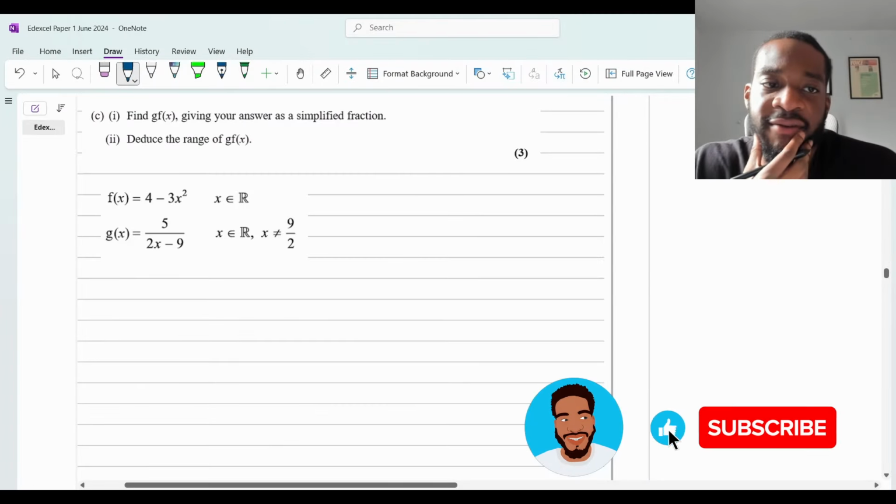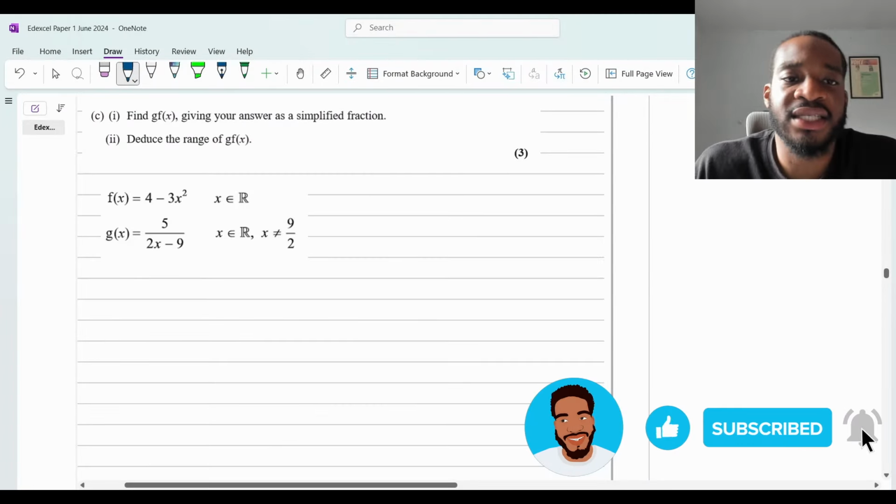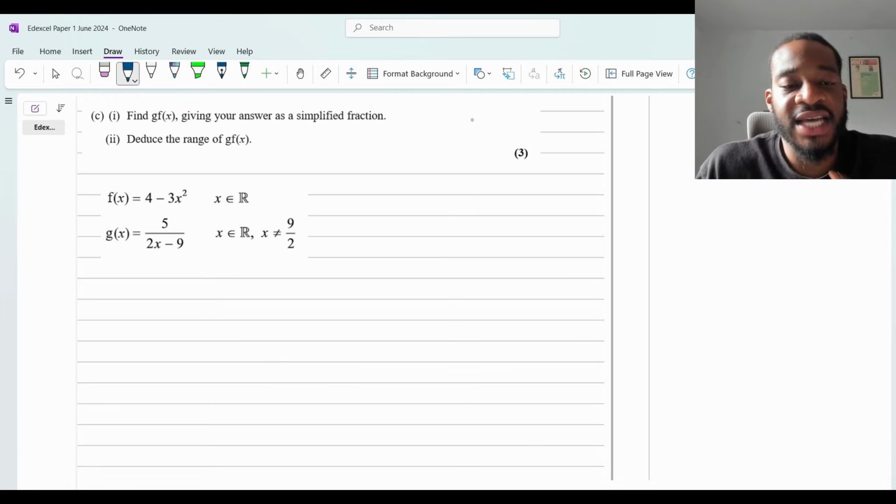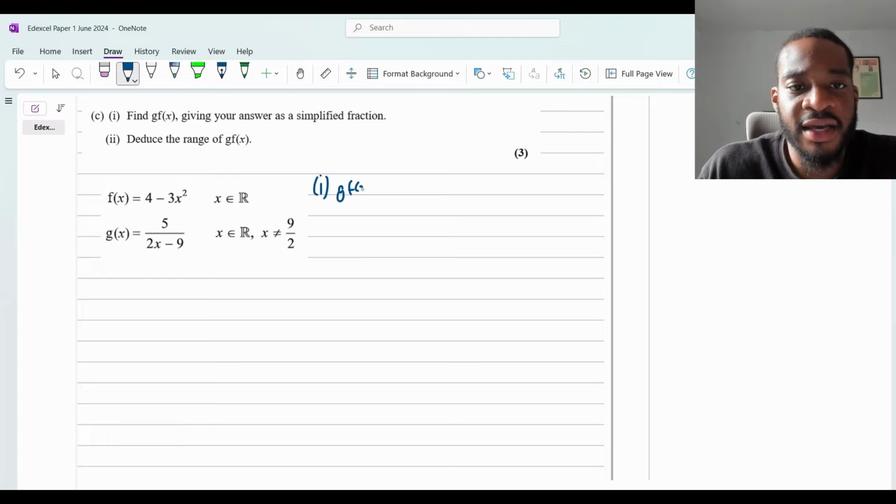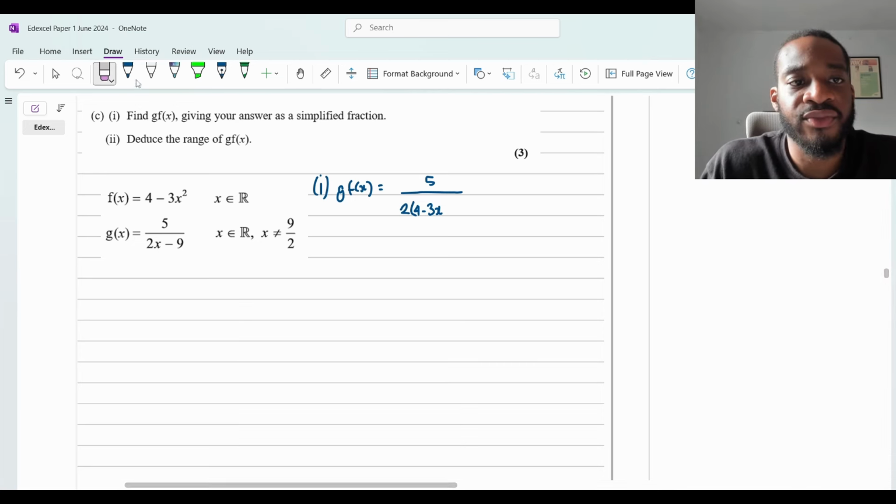Okay, so part C(i), find g of f of x, giving your answer as a simplified fraction. So g of f of x, f is going into g, isn't it? So I'll do it here. F is going into g. So that means that g of f of x is going to equal, g is 5 over 2x minus 9. So 2, and I'm going to leave that here, and then minus 9, like that. But remember, our input is now f of x. So I'm going to put 4 minus 3x squared in, aren't I? So it's going to be 4 minus 3x squared, like that. Let me just make this a bit neater. So like that, close bracket, minus 9.